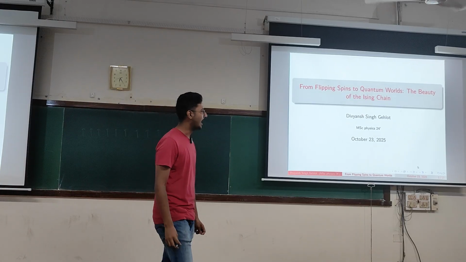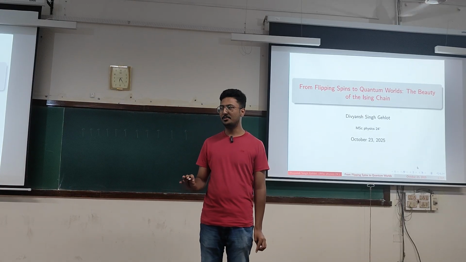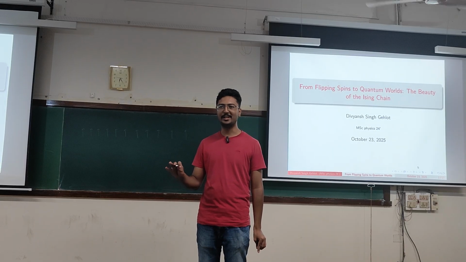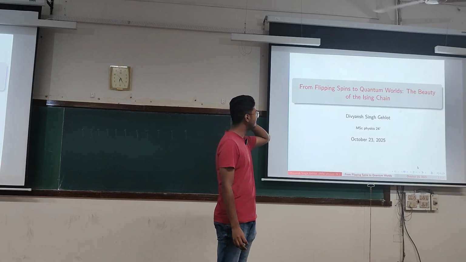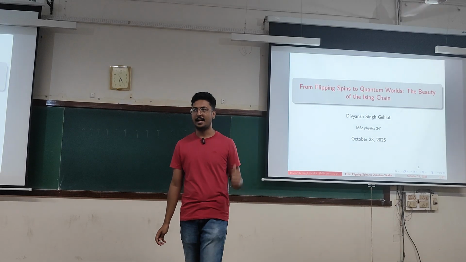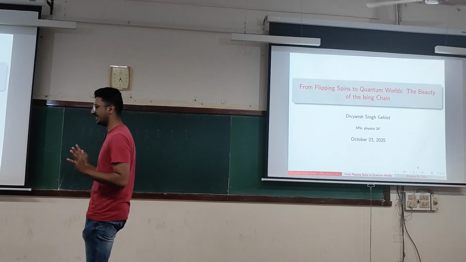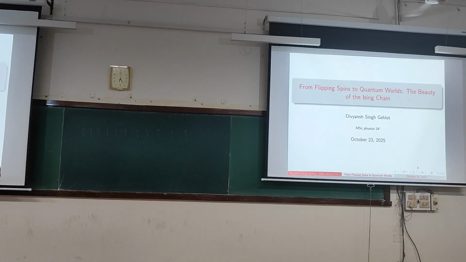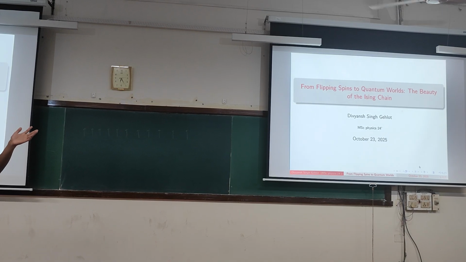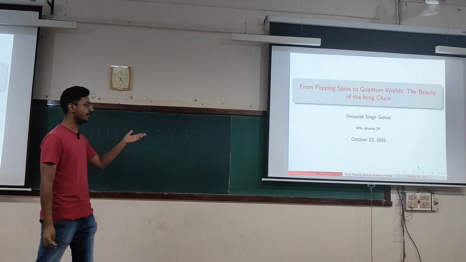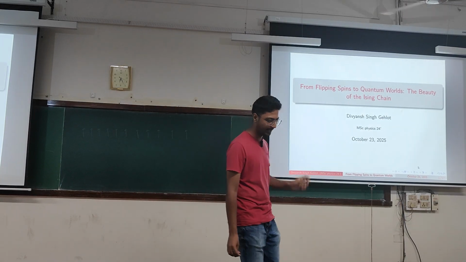So I'm assuming you know basic quantum mechanics, like the Schrodinger equation and everything. Our topic is flipping spins in the quantum world and the Ising model. It is basically a mechanism to explain the origin of magnetism: how magnetism comes into play, how field theory and other aspects explain magnetism, and what the Curie temperature is and all those things. It is a very interesting topic. So let's begin.